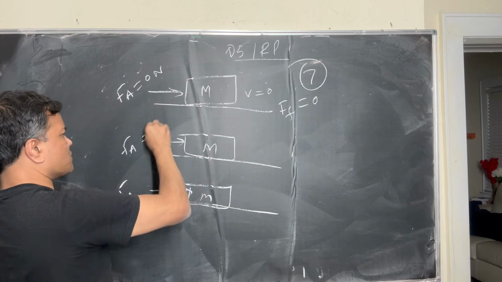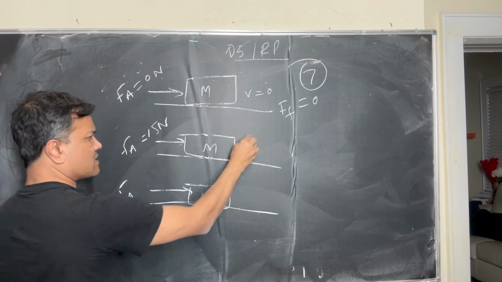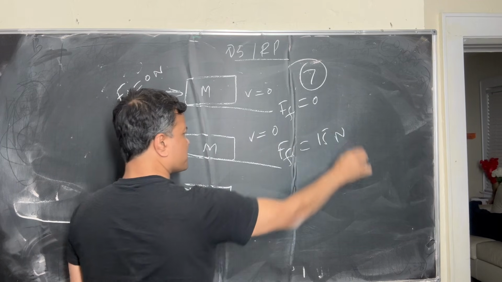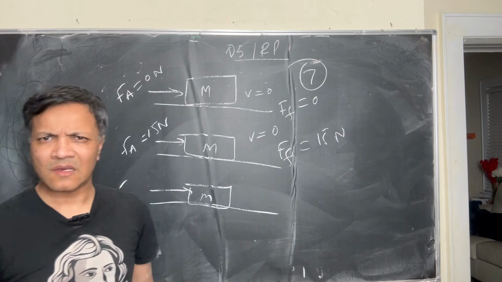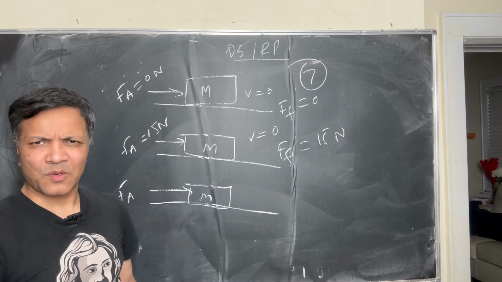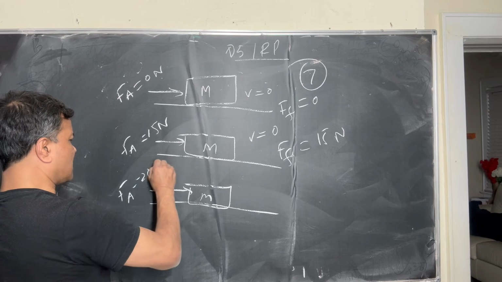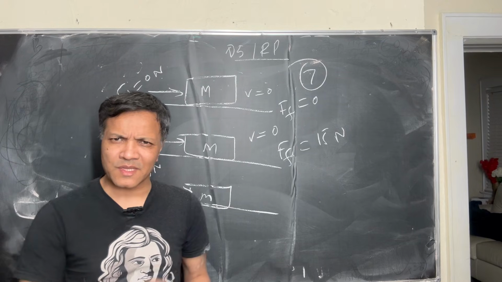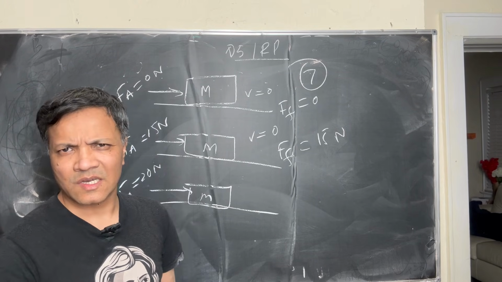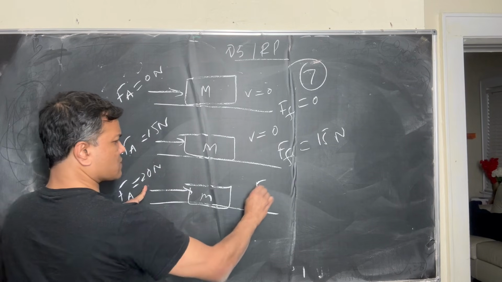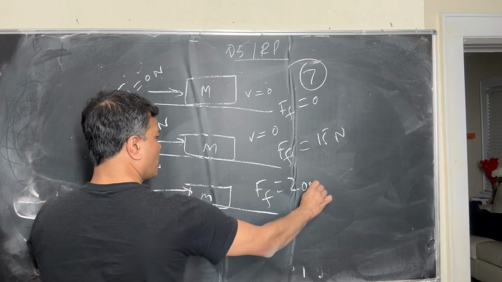You apply 15 Newton and you realize that it doesn't move. So friction not going to be 0 anymore. Friction is going to be 15 Newton because it's opposing in the other direction. If you apply 20 Newton and you realize that box doesn't move, then of course the friction is 20 Newton. Friction is 20 Newton if box doesn't move.